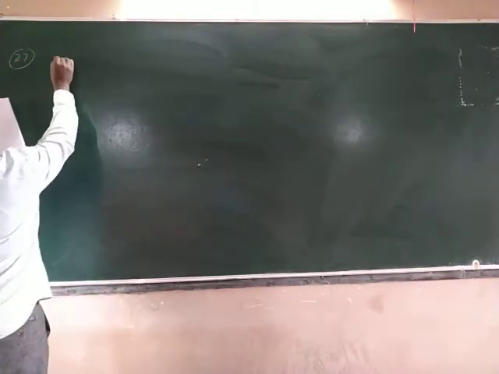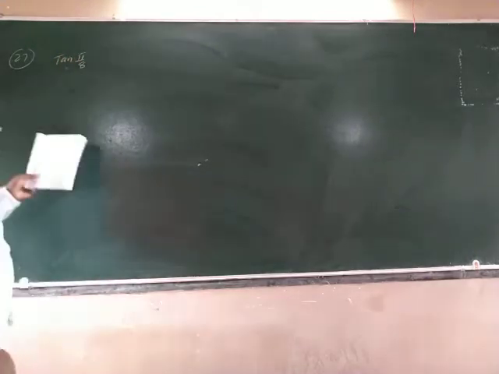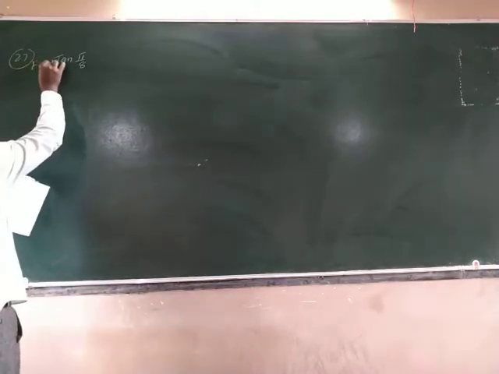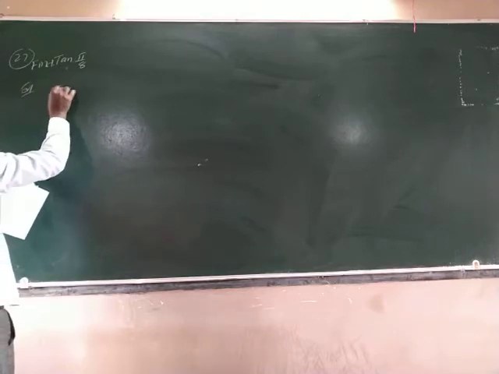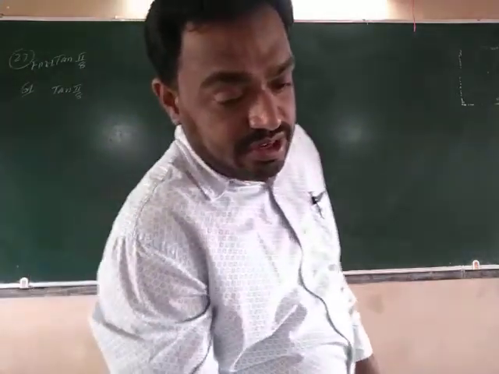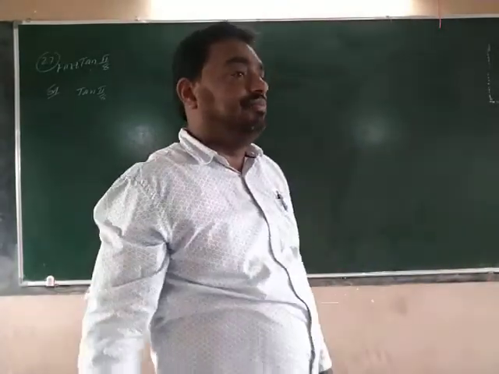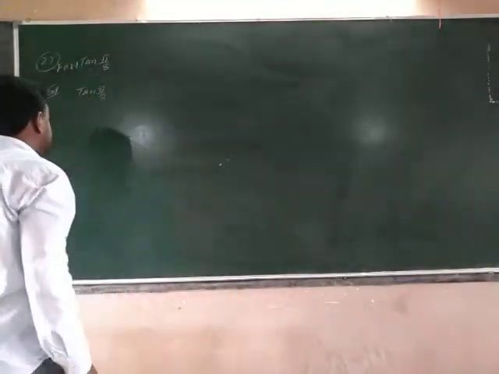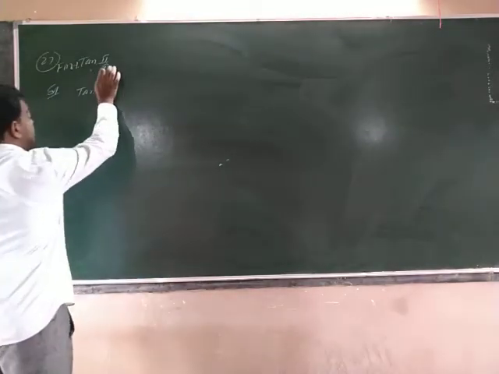Find the value of tan pi by 8. This is the question. Solution: tan pi by 8. Pi by 4 is equal to 45 degrees, so pi by 8 is equal to 22 and a half. This is our question, the value we are finding. So how am I finding it?